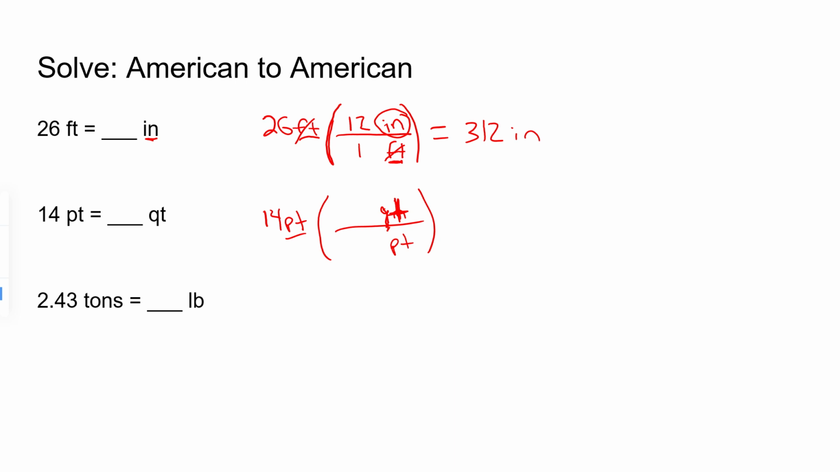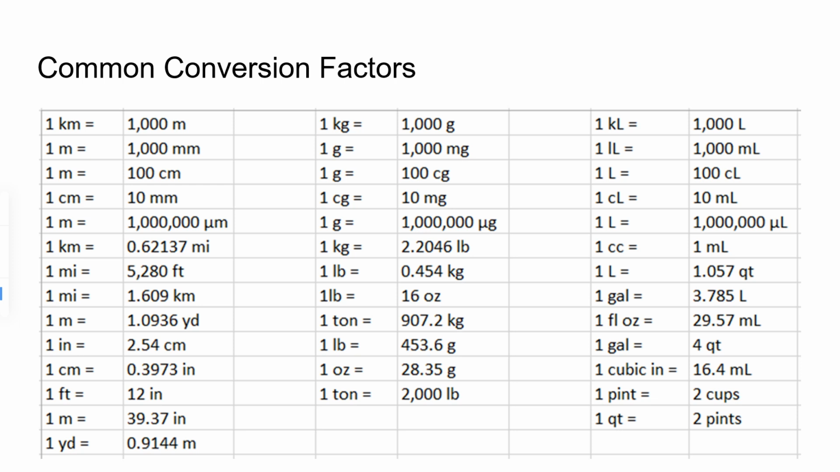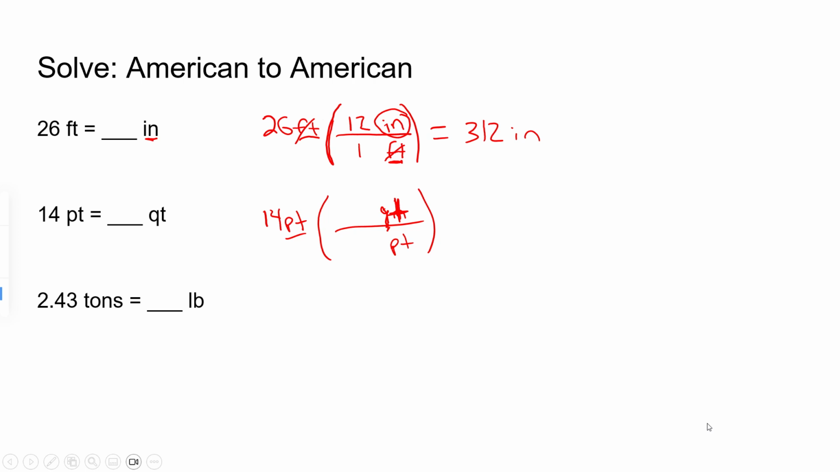Now we have to get our conversion factor from pints to quarts. So we have the conversion factor here. 1 quart is equal to 2 pints. So the pints is going to cancel off. We do 14 times 1, which is still 14, and divide away the bottom. Divided by 2 gives us 7 quarts.